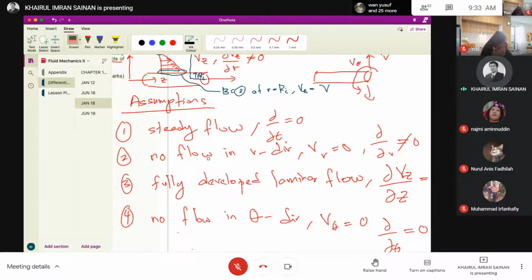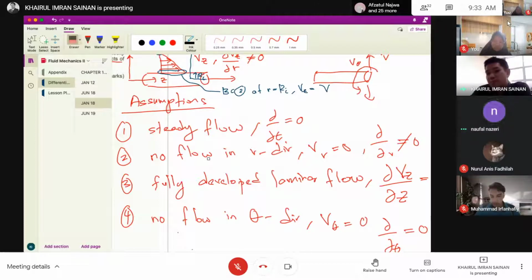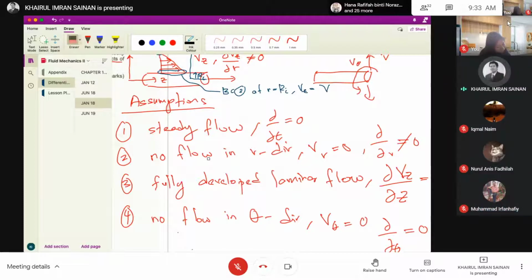Okay, what are the next steps we need to solve for? BC, boundary condition? Not yet. Continuity equation. Yes, we need to solve for the continuity equation.